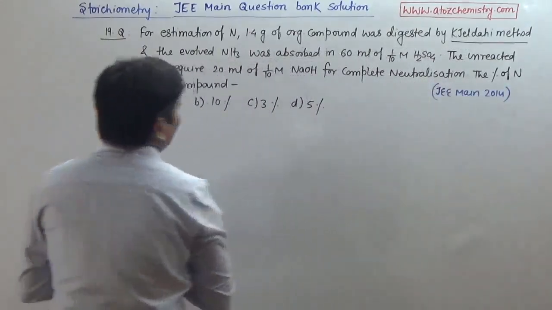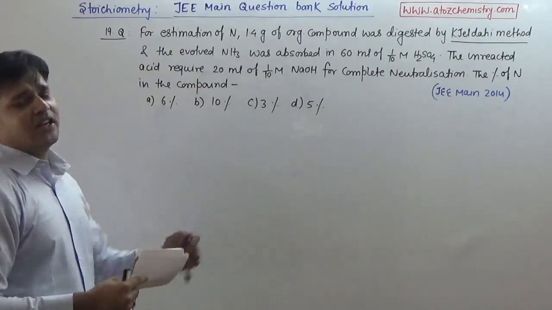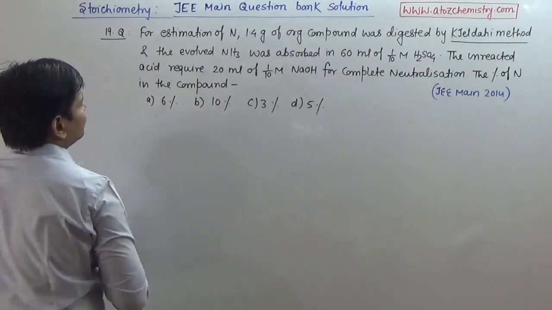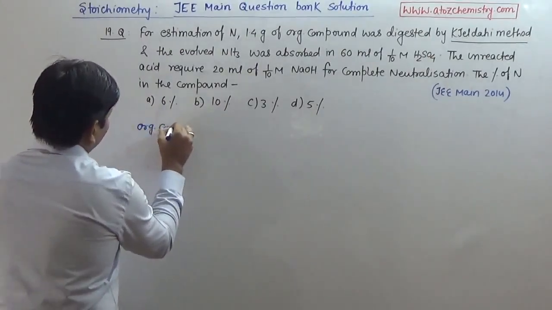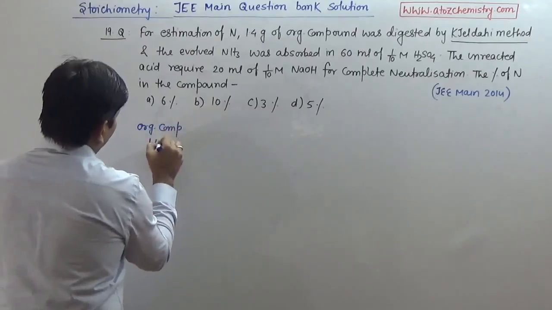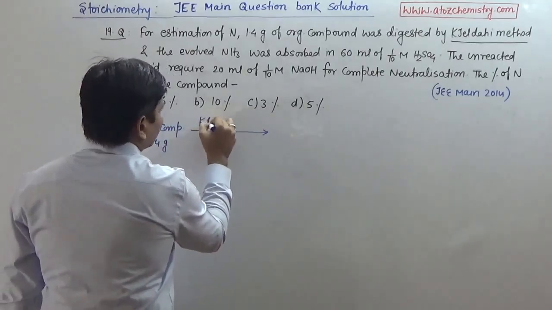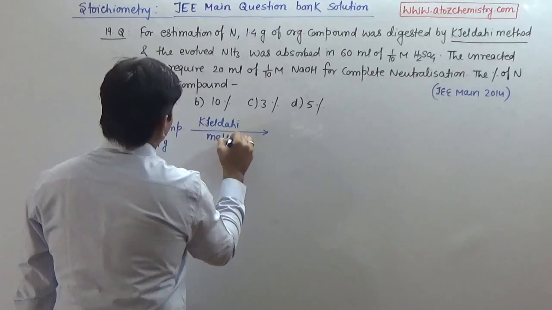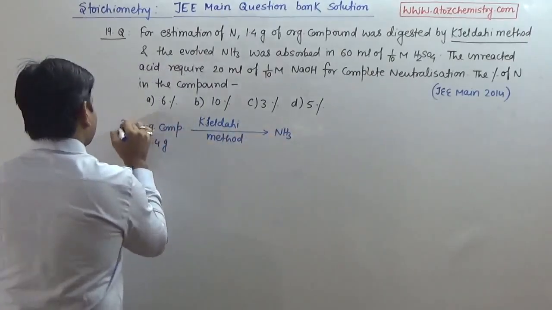First of all, you don't have to worry about the Kjeldahl method. If you don't know this method, the problem will be easily solved. I am solving the problem. Organic compound is taken, 1.4 gram, and by using the Kjeldahl method, we are getting ammonia. This is the first reaction.